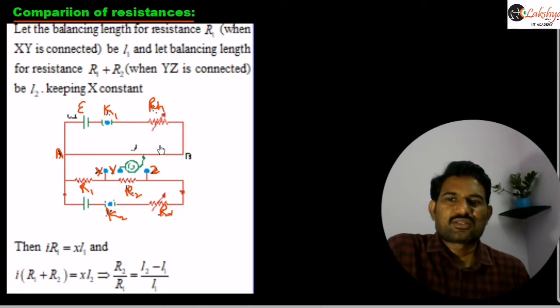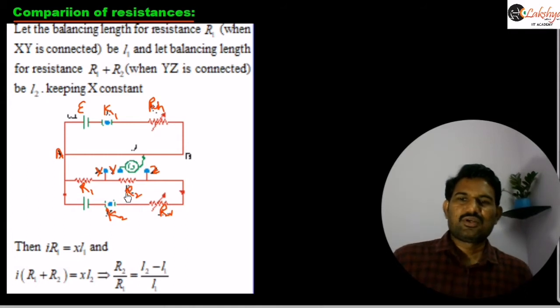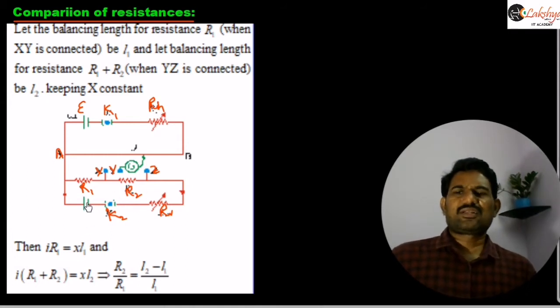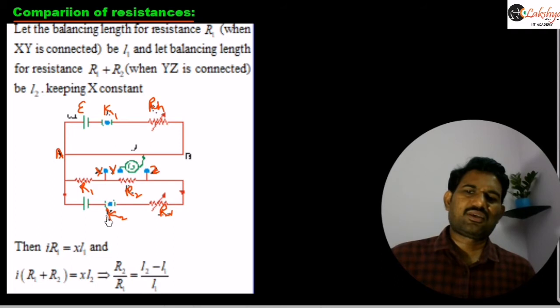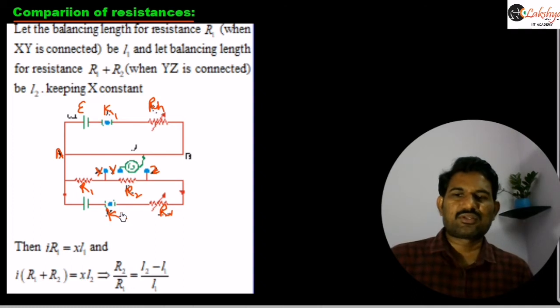So, we are connecting here, and this is our primary circuit. The primary circuit will be as it is. There is no change in the primary circuit. In the secondary circuit, we are connecting the two resistors in series, whose values are to be compared. That means we need to compare these two values here. Those two are connected in series, and this is another cell of some EMF E1, connected through the variable resistance and through the plug key.